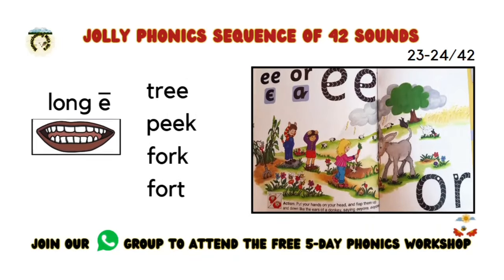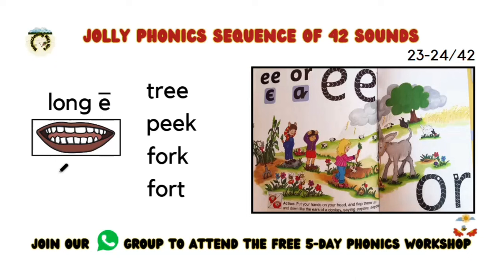After long I, we have long E. Long E is a pure vowel sound because when we say E, our mouth doesn't move. It just remains in a single position that you can see in the picture. Say it, feel it. E, E, E. The shape of your mouth is not changing. So this is a pure vowel sound.